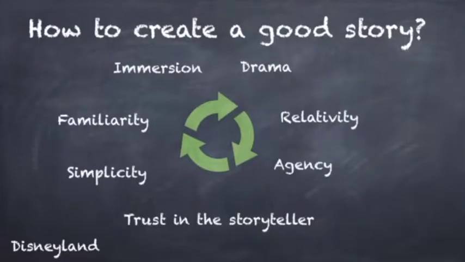So now let's get on to the ingredients of those stories. I call these 7 concepts the ingredients of a good story. And they are drama, immersion, familiarity, simplicity, relativity, agency, and trust in the storyteller. We'll be going over them one by one in the seminar. Before we start, I just want to say that all of them are interconnected. Like familiarity is related to relativity. Like they cannot exist without one another.